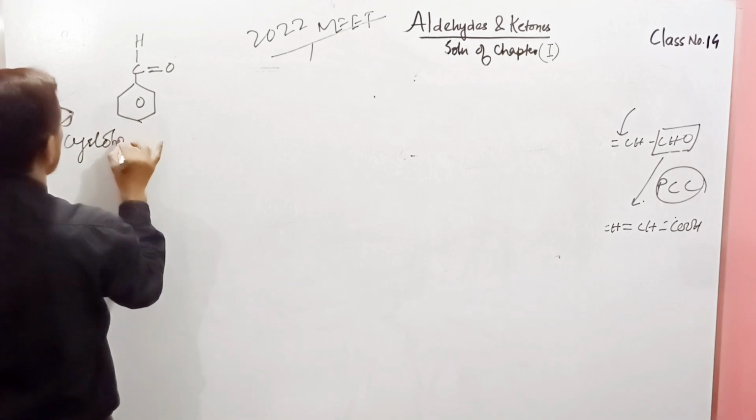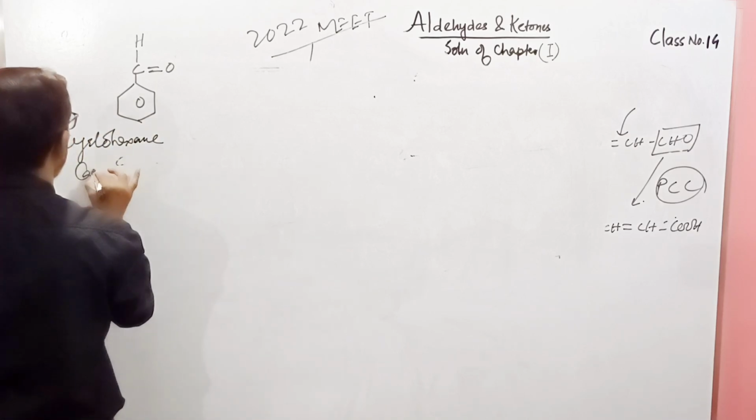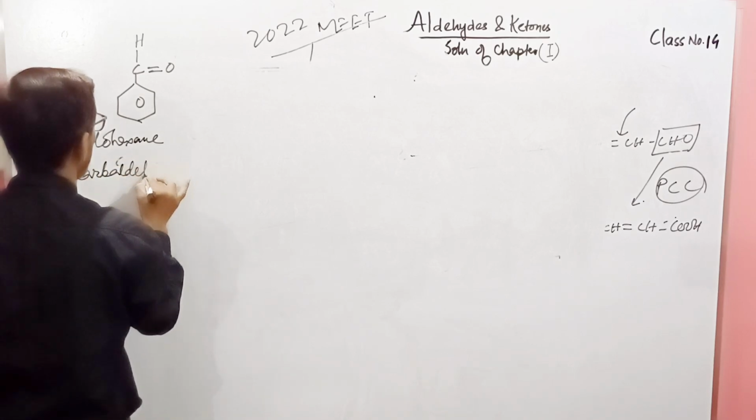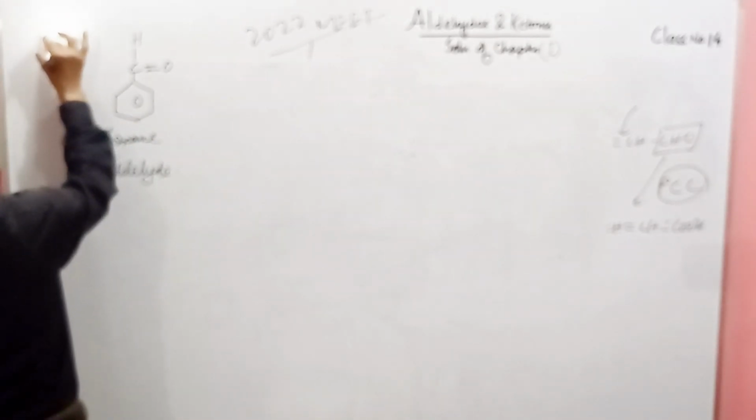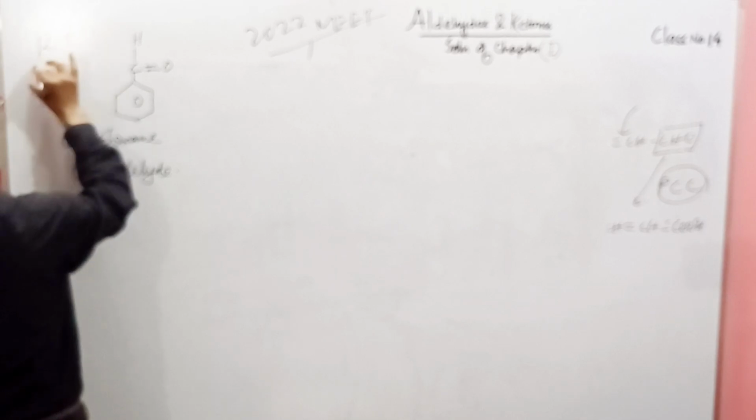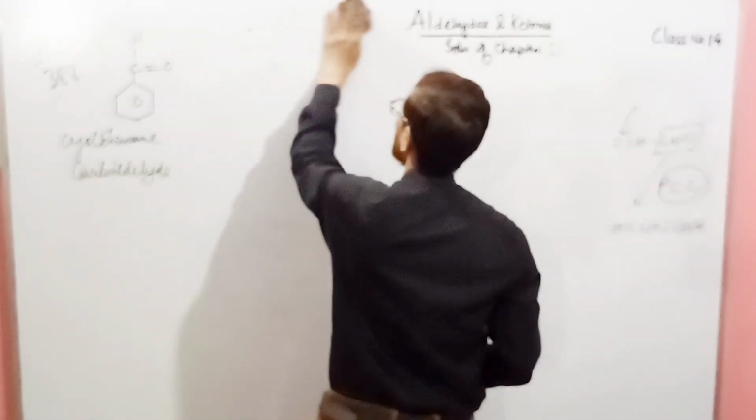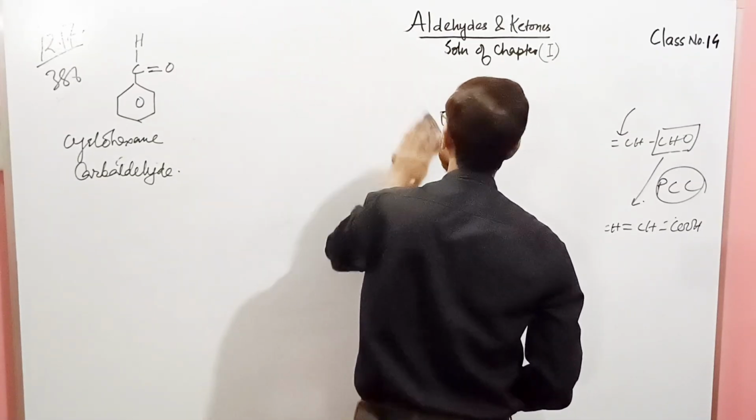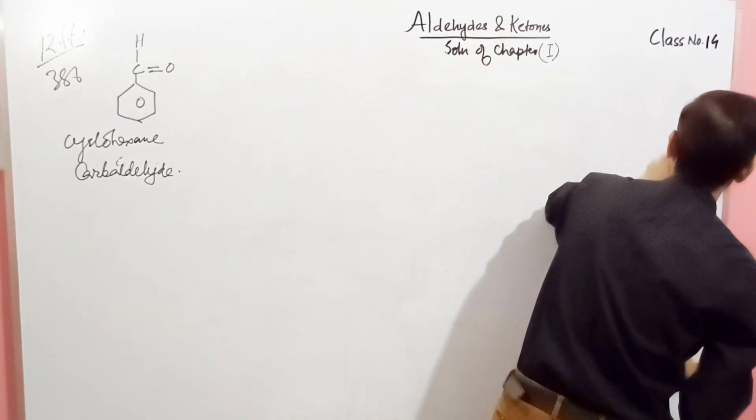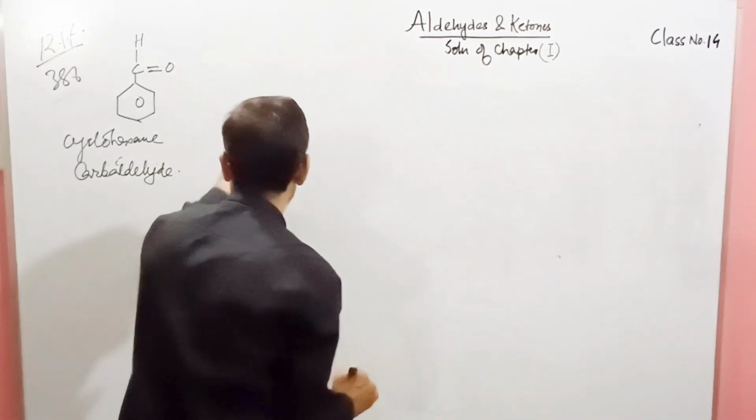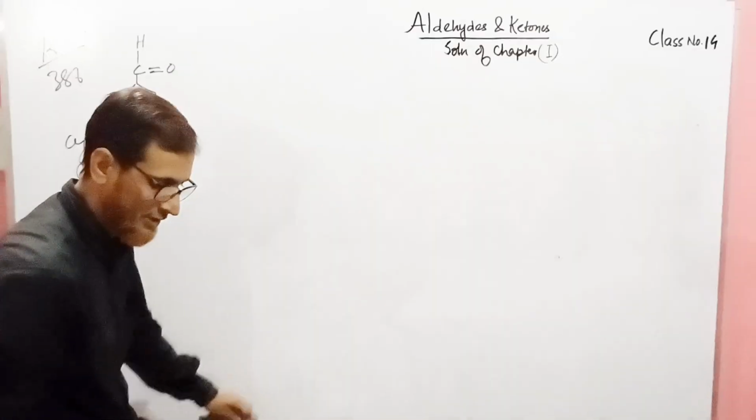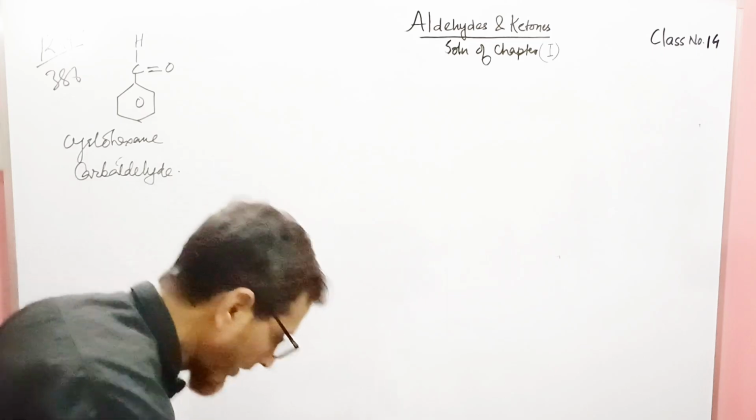Cyclohexane carbaldehyde. This is again, you open question 12.7 of your textbook, question number 12.7 of page 386. You will get your starting material is this, and from this, these are the questions very often asked in entrance and also competitive exams, all India types of questions and NCERT questions. These questions are being asked.